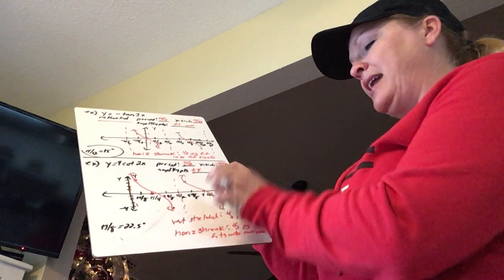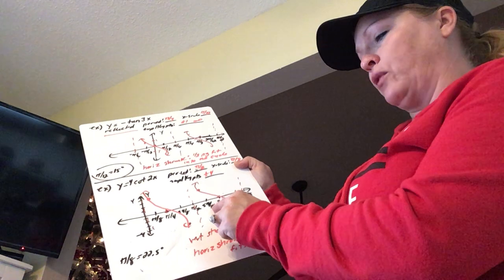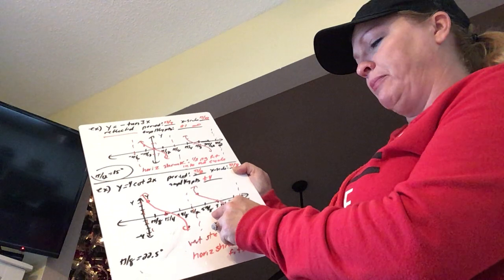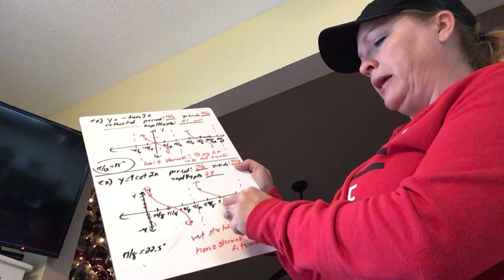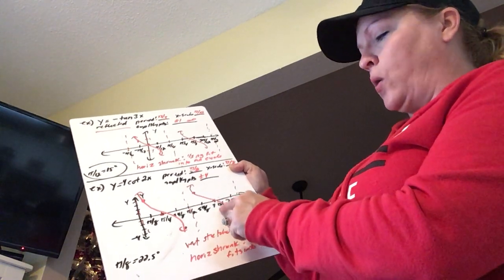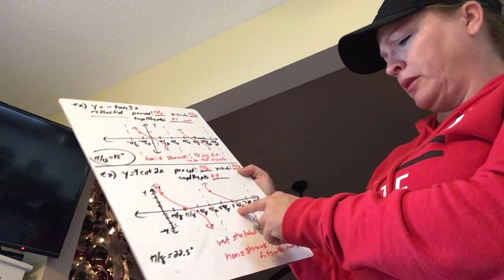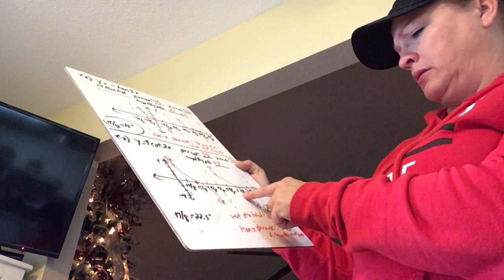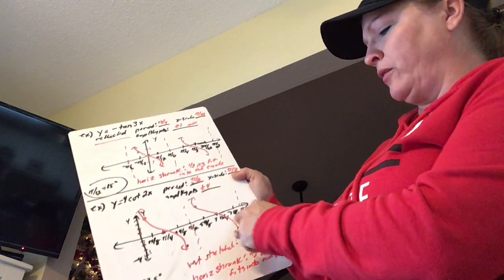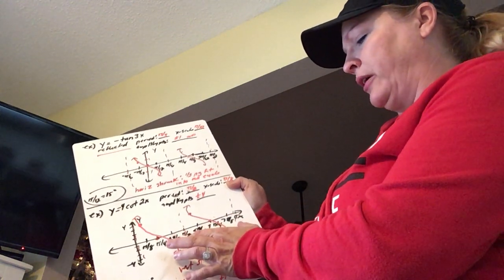Okay, so now graphing the next cycle. All right, so I've got to count by 22.5 or pi over 8. So this would be pi over 2, which would be 4 pi over 8 plus pi over 8 is 5 pi over 8. 5 pi over 8 plus pi over 8 is 6 pi over 8, or 3 pi over 4, or 135 degrees. That would be 6 pi over 8 plus pi over 8 is 7 pi over 8. 7 pi over 8 plus pi over 8 is pi. So between pi over 2 and pi, I would have another cycle.